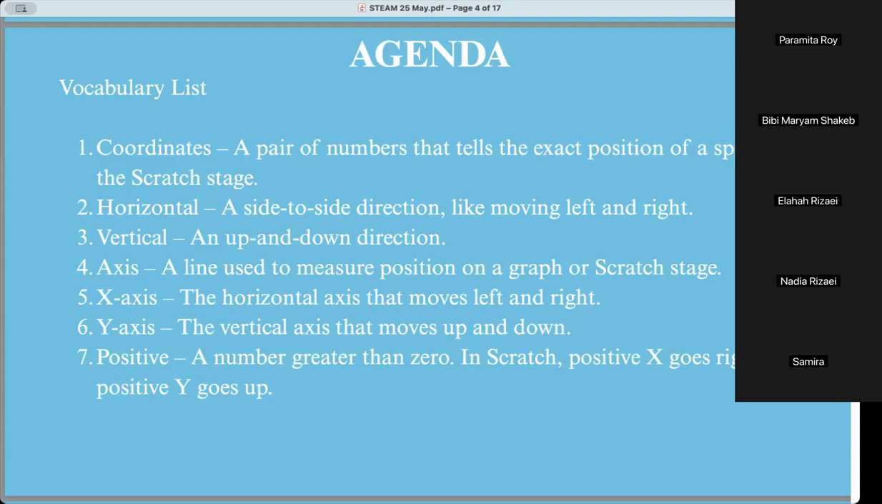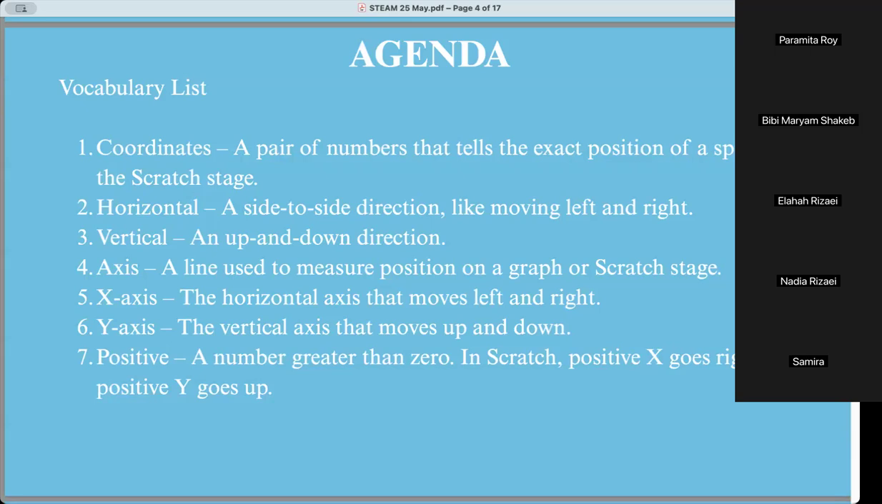Good. So we will be talking about 2 lines here. Thank you, Bibi. One is the horizontal line that goes from left to right, which we call the x-axis. And then there is a vertical line that goes up and down, or down and up, whatever way you call it. That is the vertical axis. Finally, I'll go back to Samira.